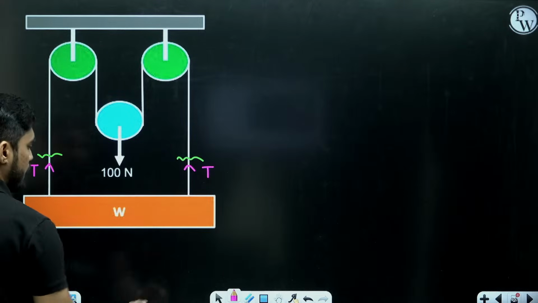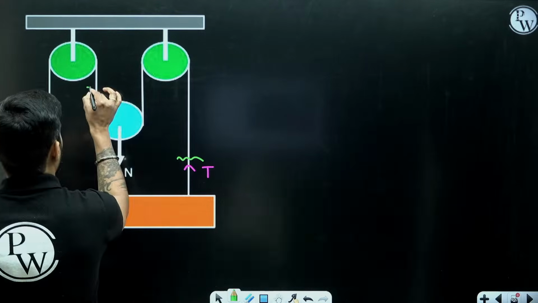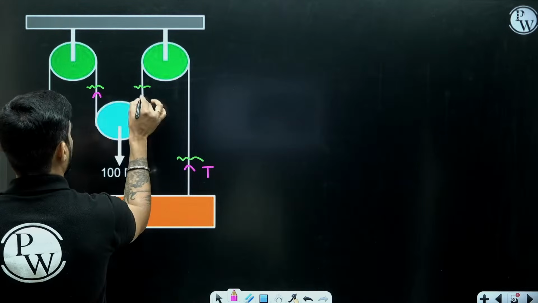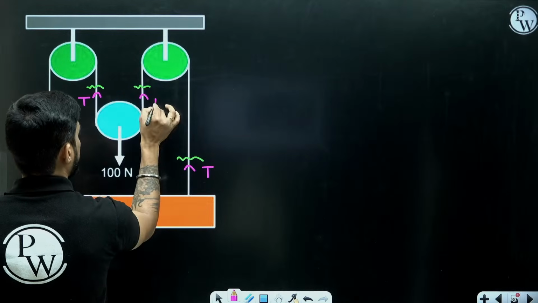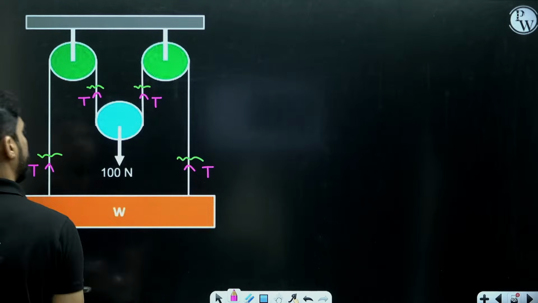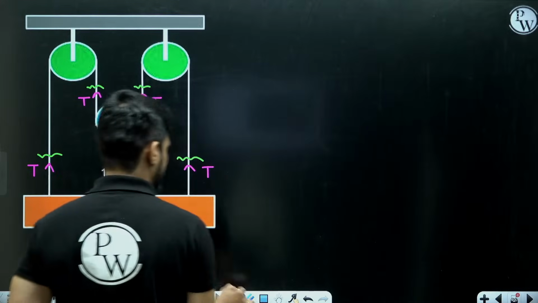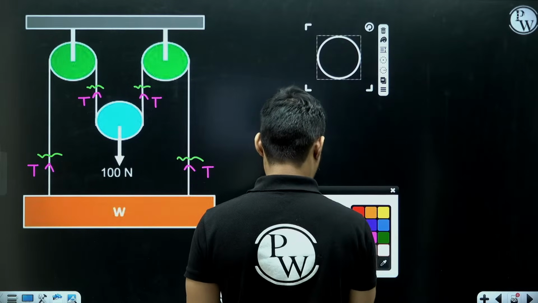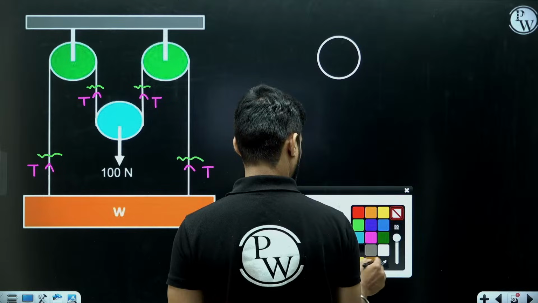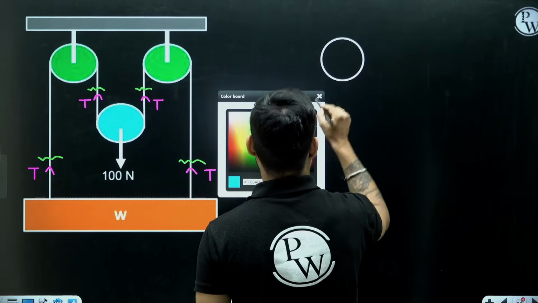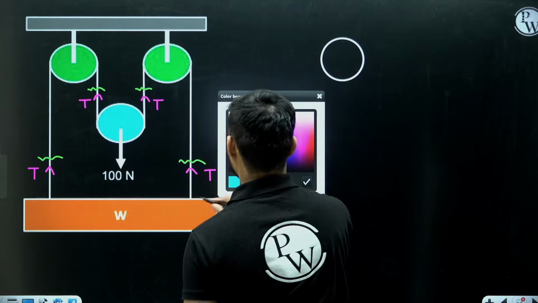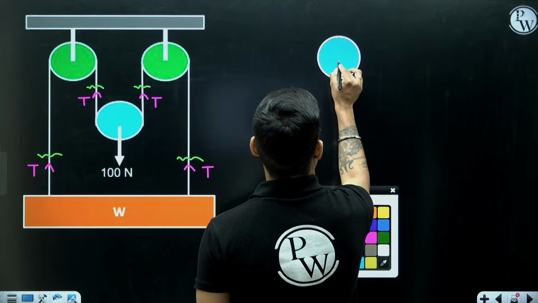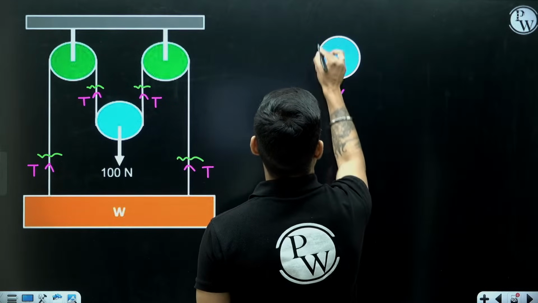Now look at this. Cut it from here and here. This will be tension T, tension T. Same tension, na? Same rope, same tension. Now draw the FBD of this blue pulley. This blue pulley. This is 100 Newton. This is tension T.